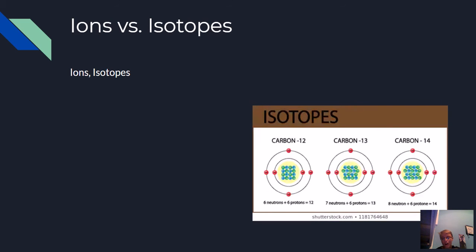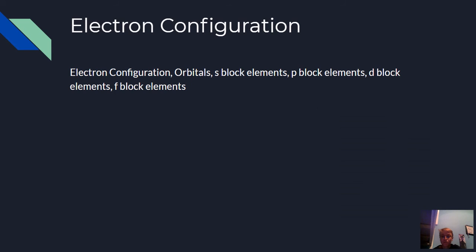Isotopes are atoms of the same element that have the same number of protons but a different number of neutrons. They have the same atomic number but different masses. An example here would be carbon 12, which has 6 protons and 6 neutrons. Carbon 14 has 6 protons and 8 neutrons, and carbon 13 has 7 neutrons and 6 protons.